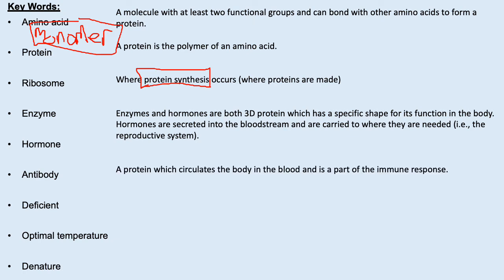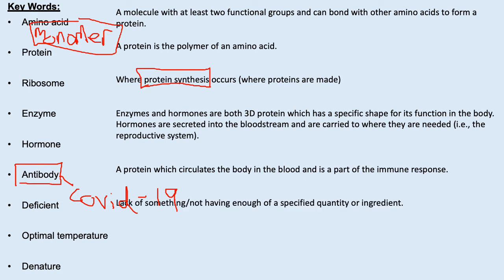Then we've got antibodies, and there are a lot of news stories on antibodies at the minute because of a certain thing called COVID. I'm not sure if you heard of it or not. It's causing a bit of a pandemic. So there's a lot going around about antibodies and COVID at the minute, thinking about how to vaccinate people and how to make vaccines. Antibodies are proteins which circulate the body in the blood and they are a part of the immune response.